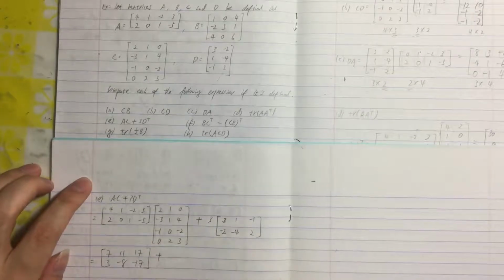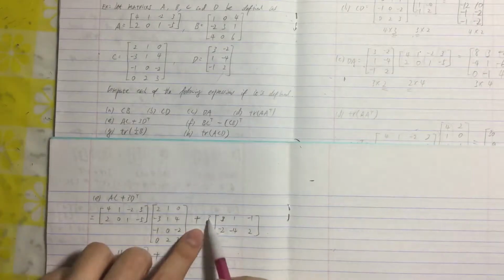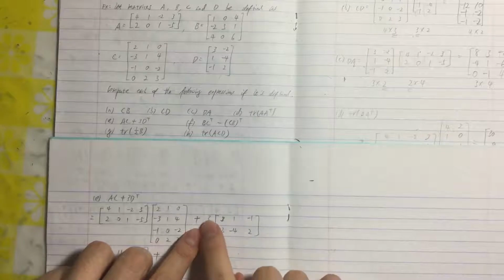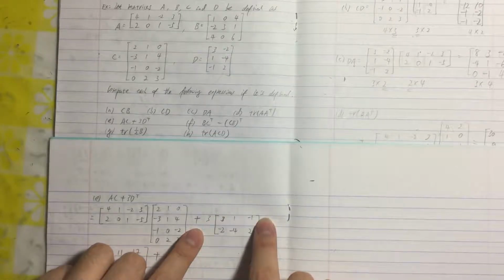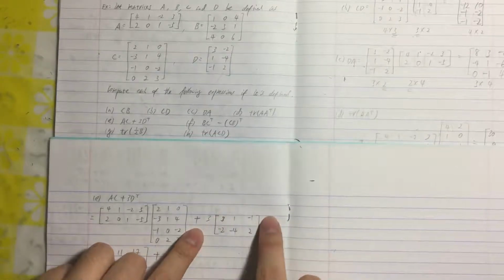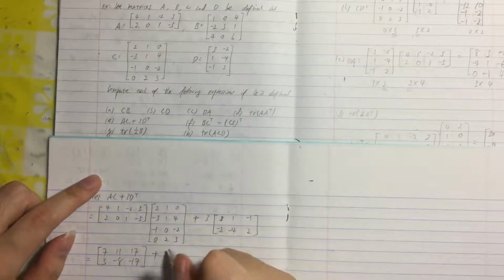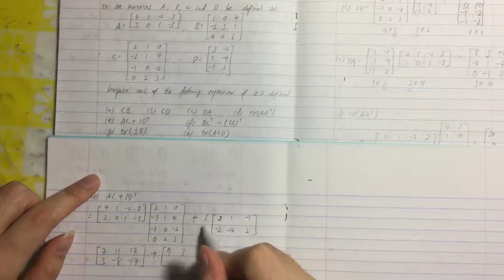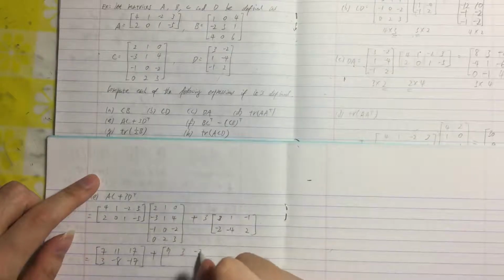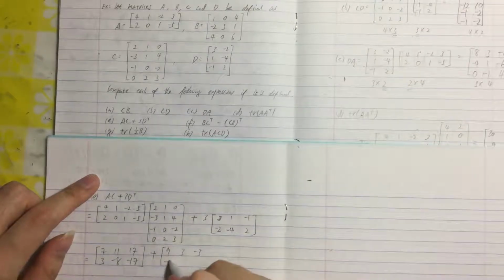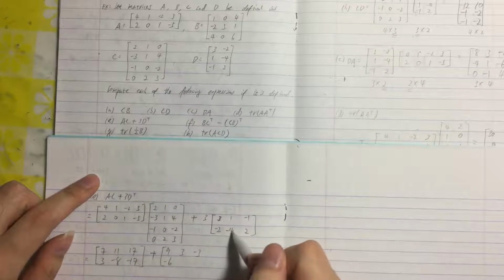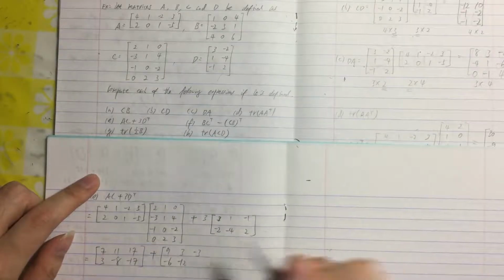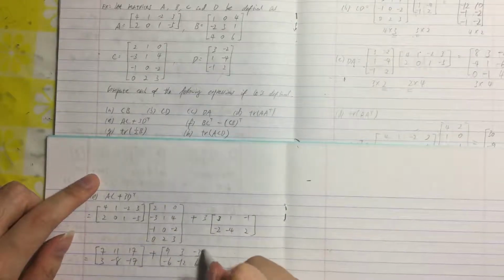Then, next, when we have 3 multiplied by a matrix, we multiply 3 to every entry in the matrix. 3 times 3 is 9. 3 times 1 is 3. 3 times negative 1 is negative 3. 3 times negative 2 is negative 6. 3 times negative 4 is negative 12. 3 times 2 is 6.